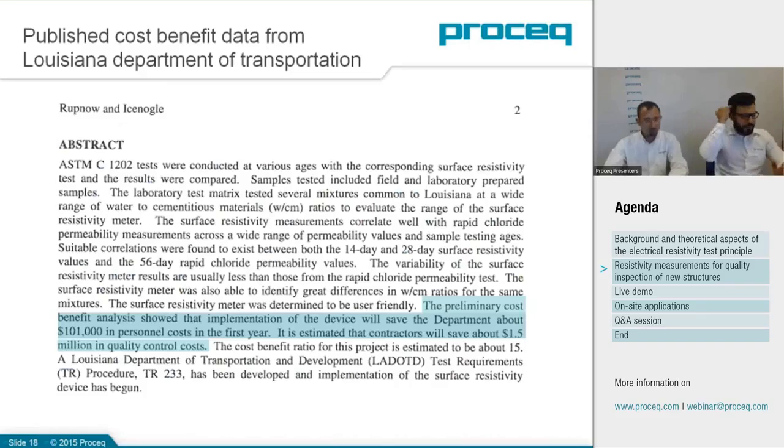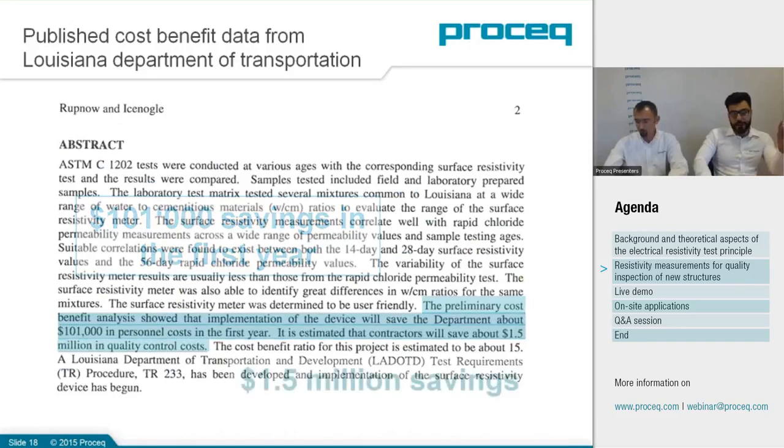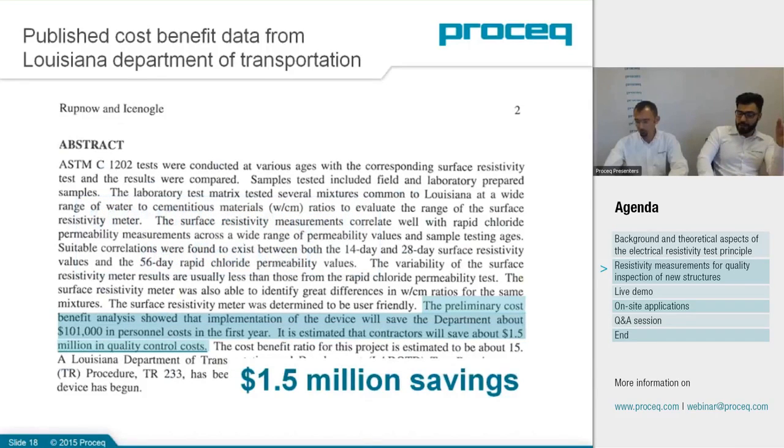Great. And talking about the NDT side of things, as these case studies and research came to light, they did additional testing, not just on the technical side, but on the physical, mathematical side of things. They started looking at the cost benefits that this particular test principle could impose. Based on data from the Louisiana Department of Transportation, they estimated that in the first year it would save over $100,000, and the contractors would end up saving in excess of $1.5 million just on the quality control side of things. So that's significant.